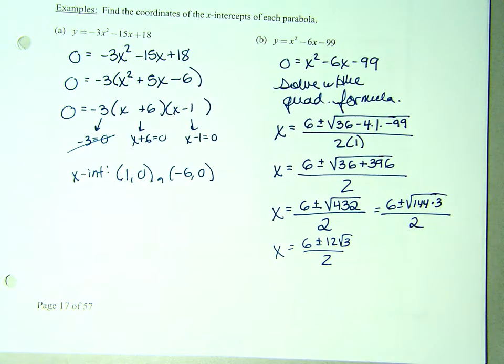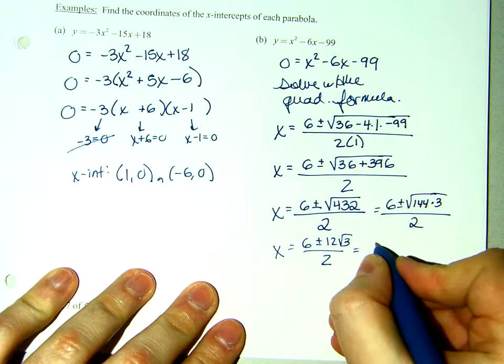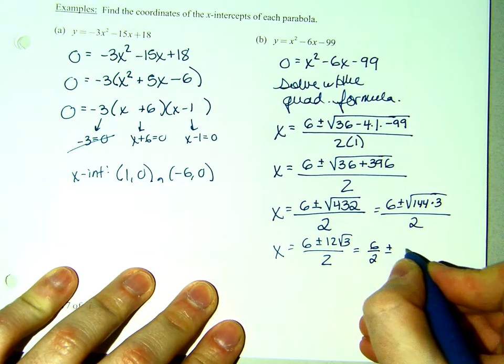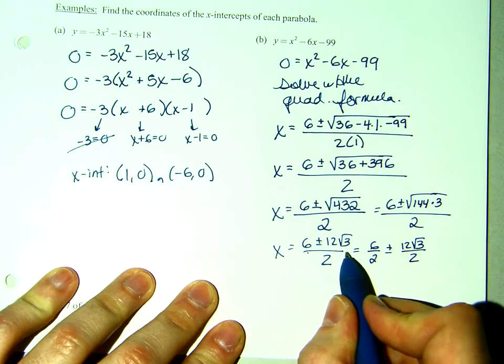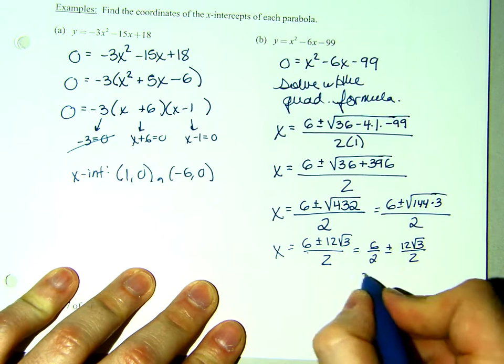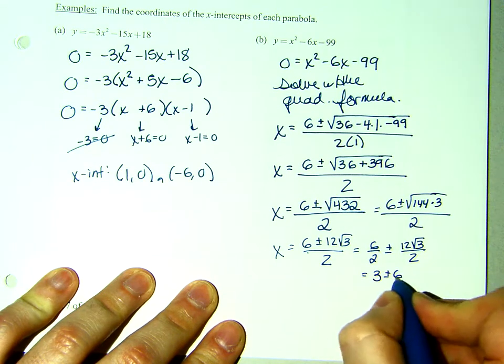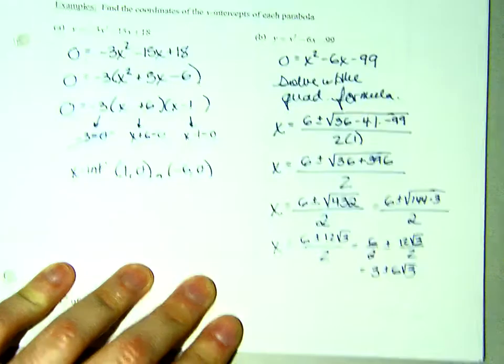I am still seeing on cumulative reviews some of you not finishing this off properly. When I do this, I go and separate my fraction to remind me that we need to divide both of the 6 and the 12 root 3 by 2. This is going to give us 3 plus or minus 6 root 3.